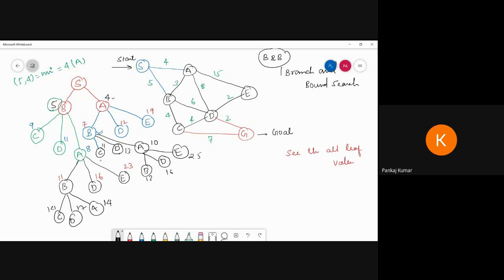In that scenario we have to explore both and see which one is the minimum. Now see, D is the minimum. So I can get D to goal G. What will be the value? D to G, this will be 13. And D to C, what value am I getting? 11 plus 4, 15. And D to E, I am getting 11 plus 13.